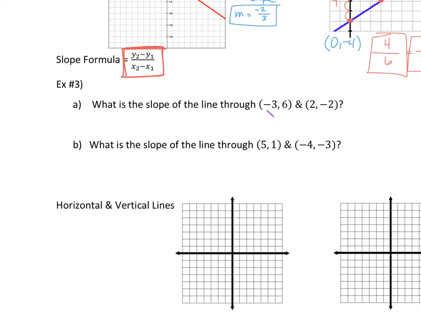So if I call this x1, then what is 6? A lot of times people do x1, x2, but think about a point. A point is always an x and a y, and an x and a y, right? Make sure you don't go x1, x2, and then y1, y2. You want to keep your 1's together and your 2's together, not your x's and y's together, okay? So if this is x1, then what is 6? Y1. Okay, so your 1's have to stay together.